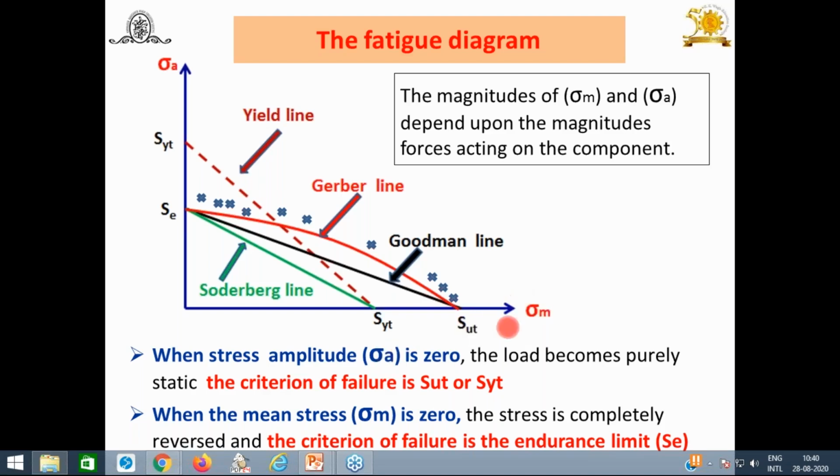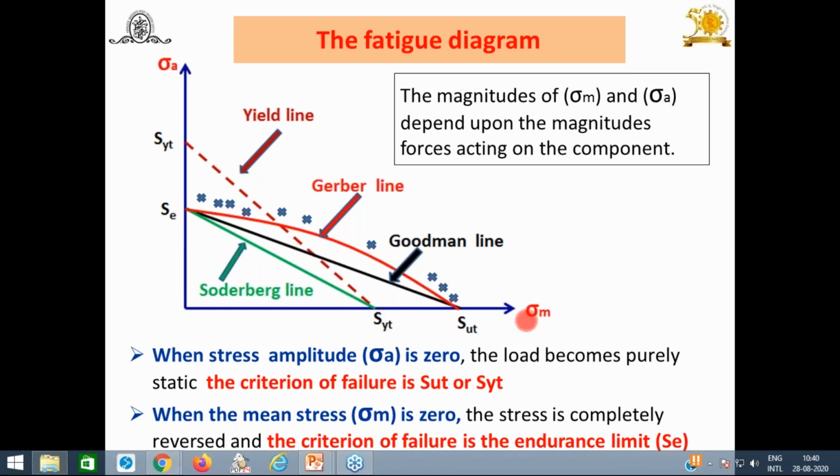Then the second thing. Now let us consider the second case. Sigma M is equal to 0. Now here when sigma M is equal to 0, you have only this coordinate, or you can say the y-axis. On the y-axis, SYT and SE. So what is the criteria? SE or endurance limit is the criteria for failure. And I have already told you during the last session, when a component is subjected to reverse loading, and when we have to find out the infinite life, what is the criteria? Endurance limit is the criteria. And when a component is subjected to reverse loading for finite life, the SN curve is the criteria. Try to remember that thing.